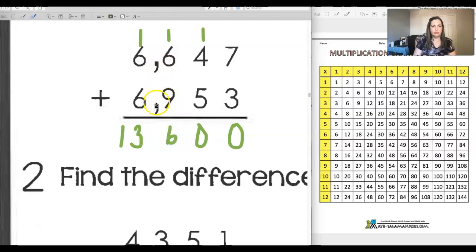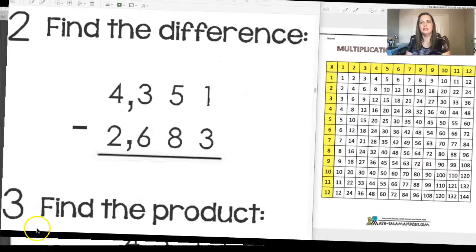Remember, the trick is wherever these commas are, you bring it straight down, but you want to count your digits to make sure that it's correct. You should have 3 digits behind the comma. 1, 2, 3. The sum is 13,600.